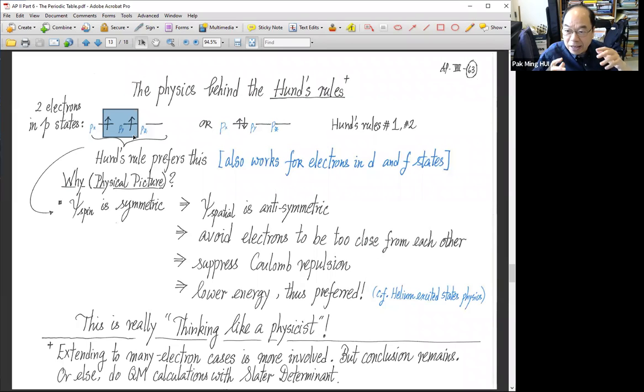Basically, this is what Hund's rules 1 and 2 say. There are 3 Hund's rules, by the way. Hund's rules 1 and 2 say, this is the physics. So the physics is not new, but the calculation will be involved. Nonetheless, you can write down a Slater determinant for this, a Slater determinant for that, find the expectation value of the Hamiltonian. At the end, you will discover what Hund's rule said.